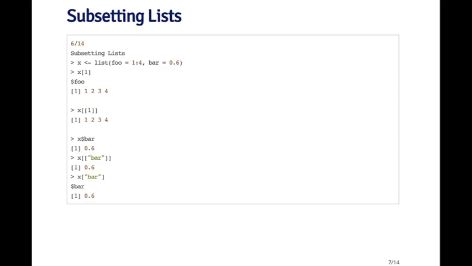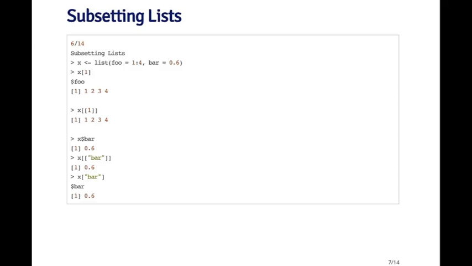I can extract the first element using the single square bracket, and remember the single square bracket always returns an element that's the same class as the original. So if X is a list, then X bracket 1 is going to be a list too. So what I get back is a list that has an element called foo, which is a sequence 1 through 4. Now if I use the double bracket, then if I say X double bracket 1, what I get back is just a sequence 1 through 4. So the difference here is that in the first example, I got a list that contained the sequence 1 through 4, and in the second example, I got just the sequence. That's the difference between the single bracket and the double bracket operator.